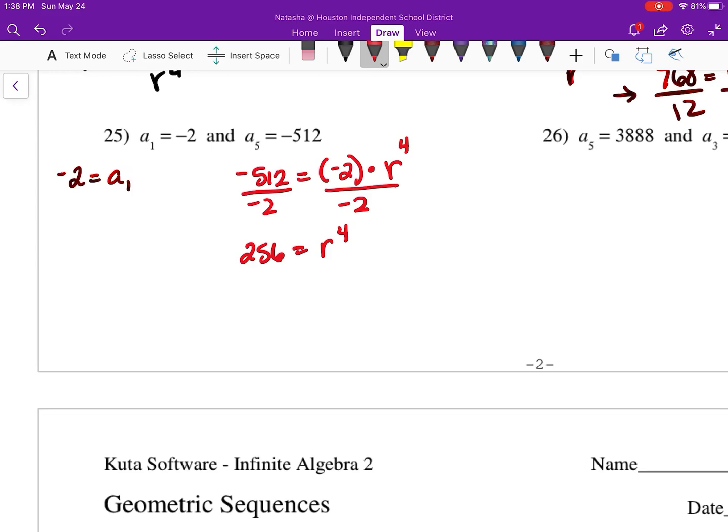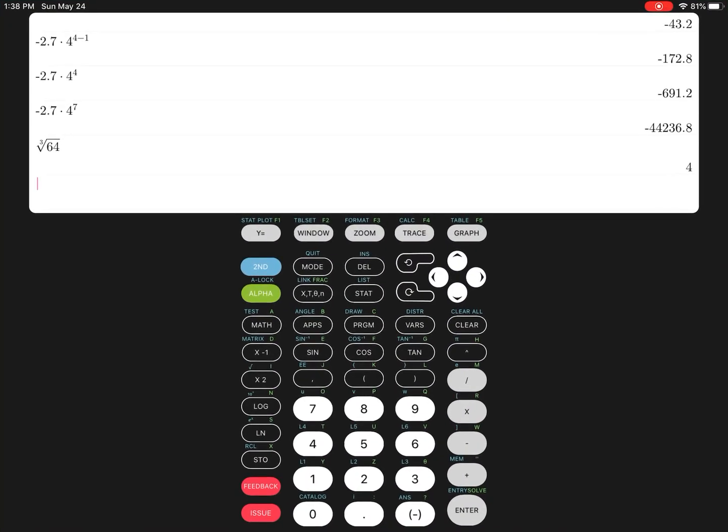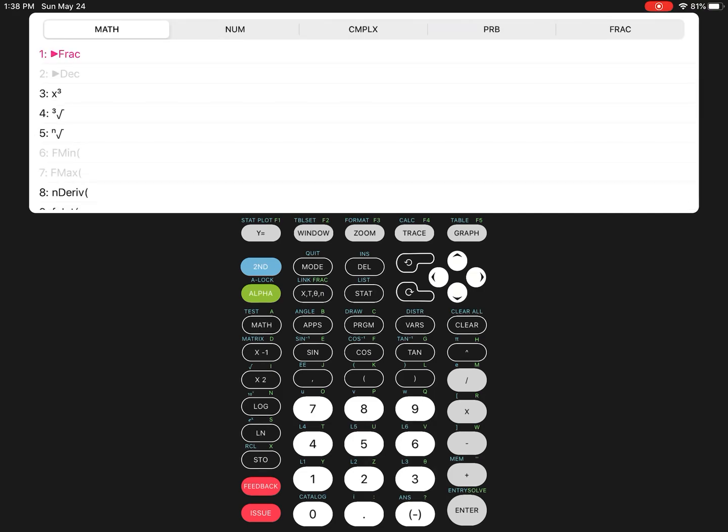Now, just like we did before on our calculator, you can think of it 2 ways. You can say, well, what term can I think of that would be multiplied by itself 4 times to equal 256? And you could do it. You could sit there and say 1 times 1 times 1, 2 times 2 times 2 times 2. You could do 3 times 3 times 3 times 3. You could go it that way, or we can use our handy-dandy calculator.